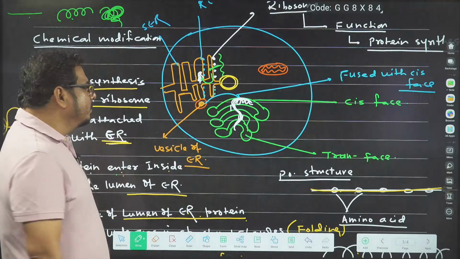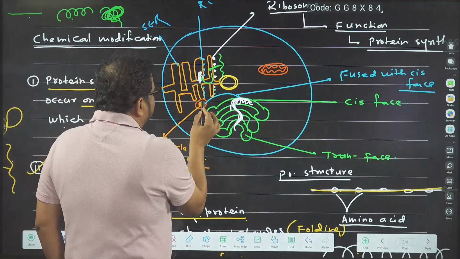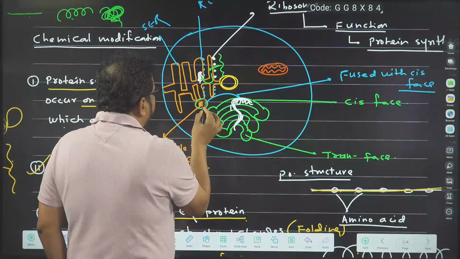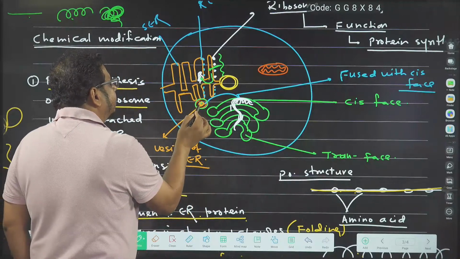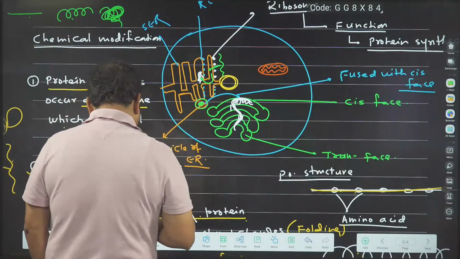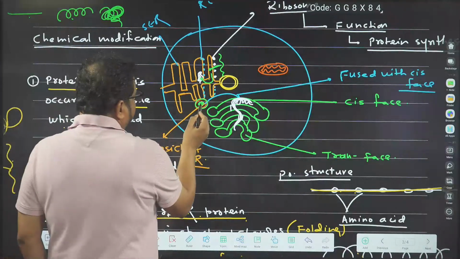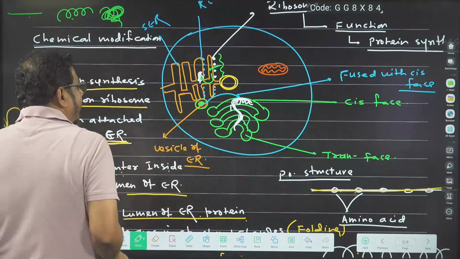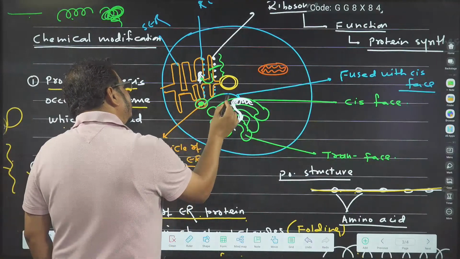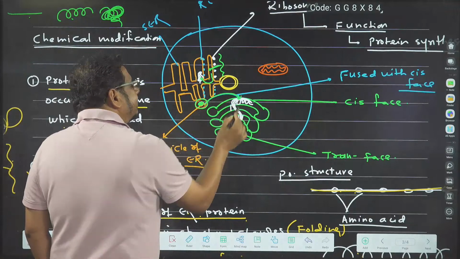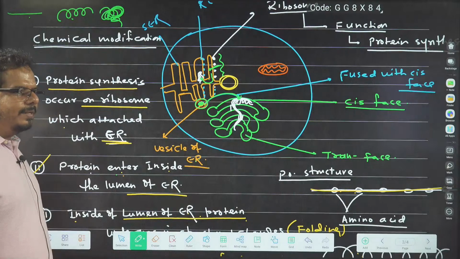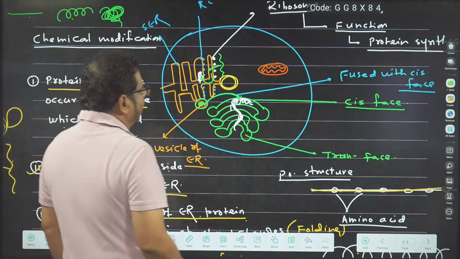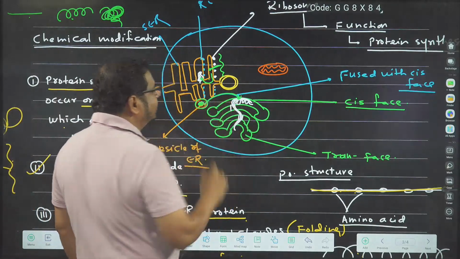Later on, this protein comes out from the lumen and is packed in a vesicle of ER. This is called a vesicle of ER. Now this vesicle of ER fuses with the cis face of the Golgi complex and releases its protein inside the cisternae.